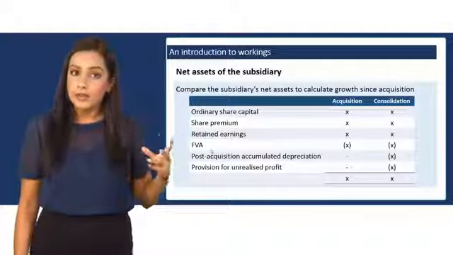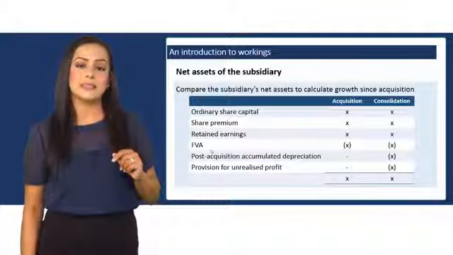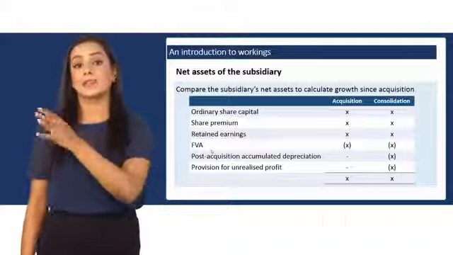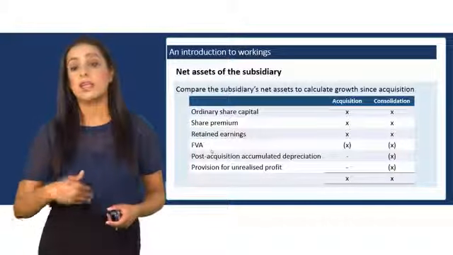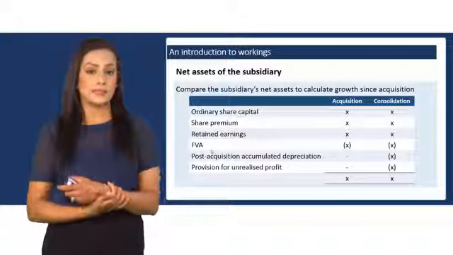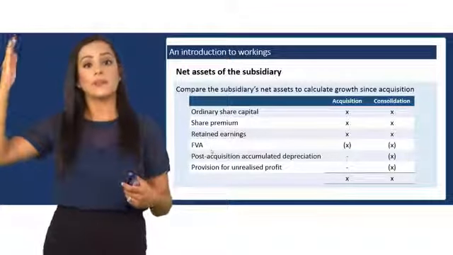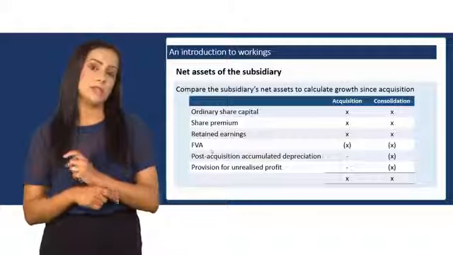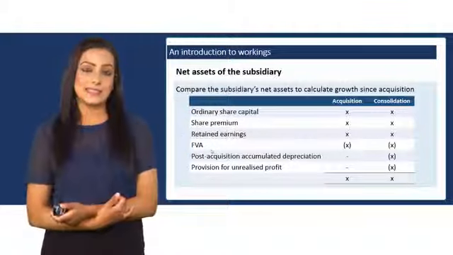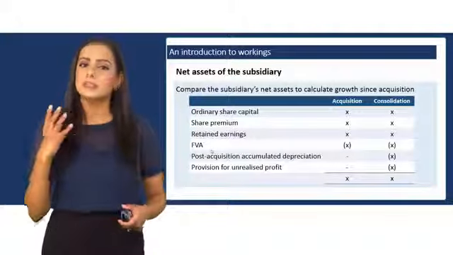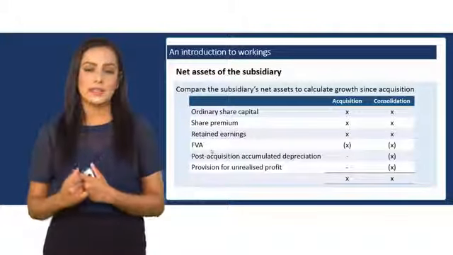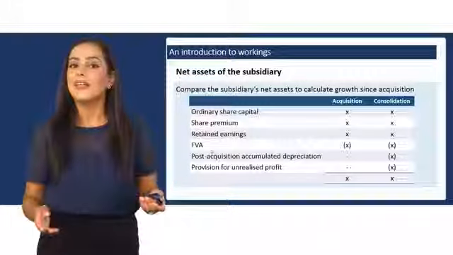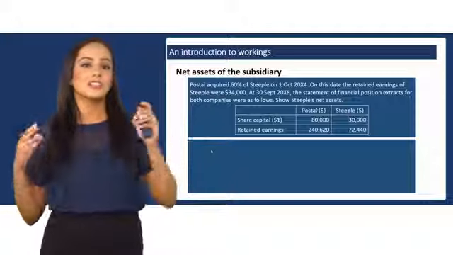But there could be other items appearing in the net assets table. For example, let's say the subsidiary has an equity investment. Let's say a subsidiary is investing in another company's shares. This investment could go up in value or could go down in value. And this movement in the values is shown on the net assets table. So there could be some other items to be shown on the net assets table, but here is the most basic of them all. And there you have it, guys. An introduction to the workings.